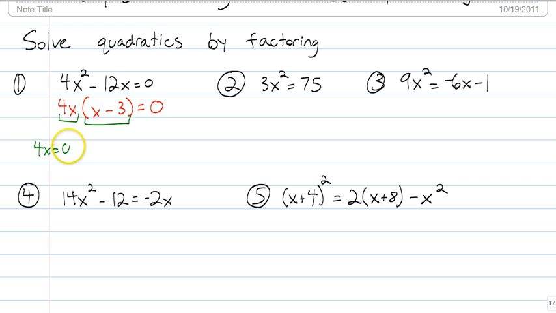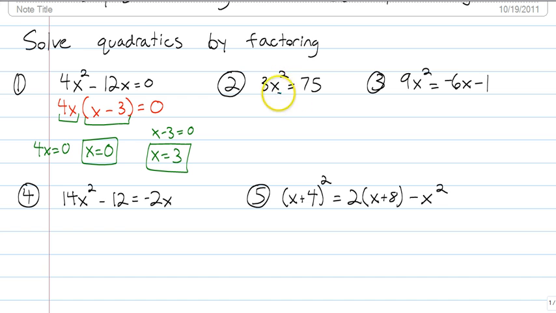4x is equal to 0, which means that x is equal to 0. There's one solution. Or I can say x minus 3 is going to equal 0, which means x is equal to 3. Again, notice how I got two solutions, one of them being 0. If you would have divided out by x first and said 4x minus 12 equals 0, you would have only gotten the one solution. So do not do that. You can, however, divide by numbers.